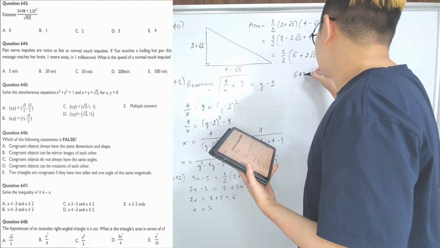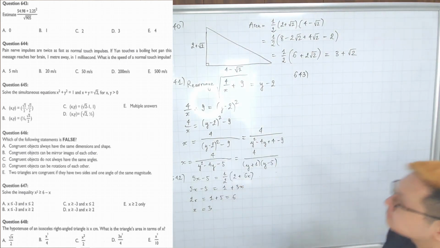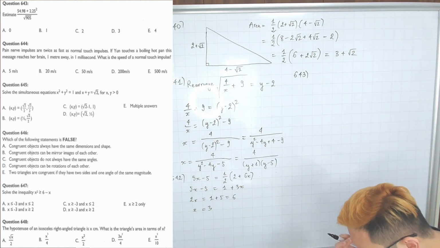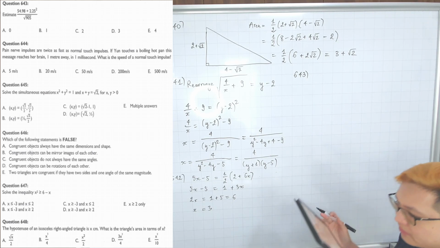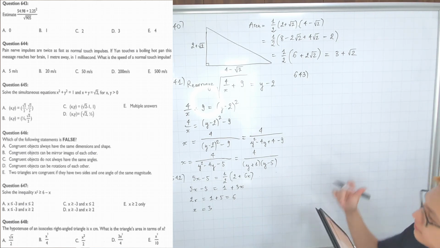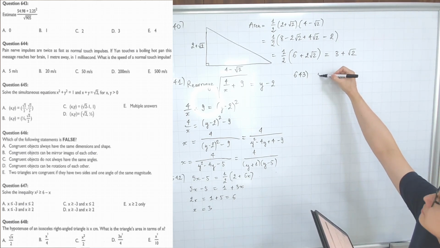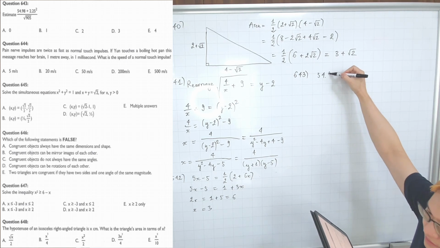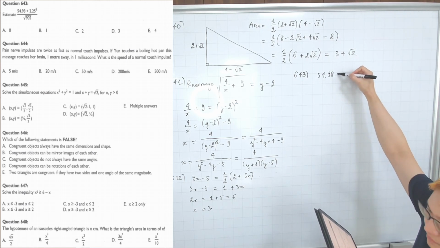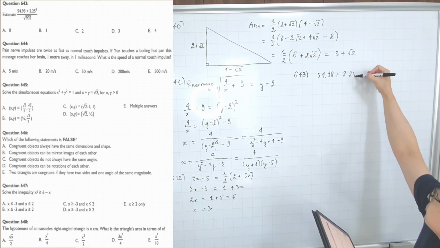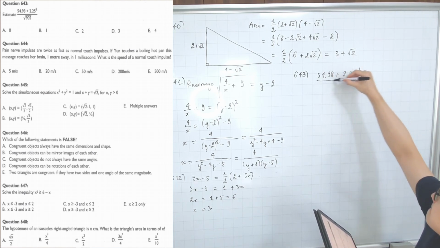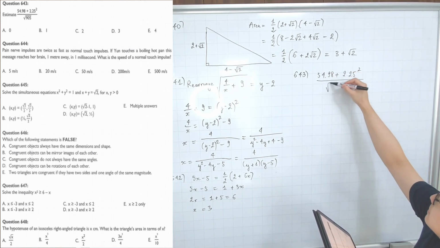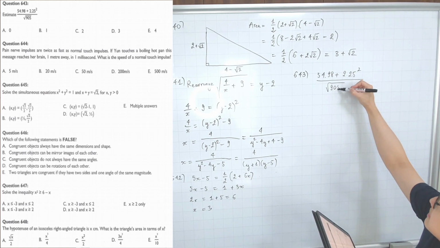Question 643. You have to estimate this number. Estimate this number: 54.98 plus 225 squared, divided by square root of 905. You have to estimate this one.